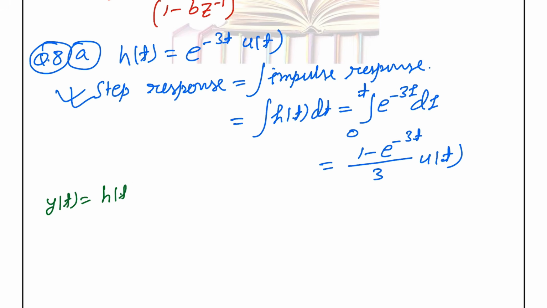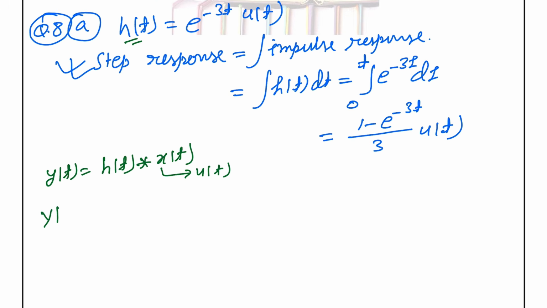Y of t is equal to x of t convolution with h of t. X of t is what? It is u of t, it is given, and h of t is already given. Similarly, y of s can be written as h of s into x of s.